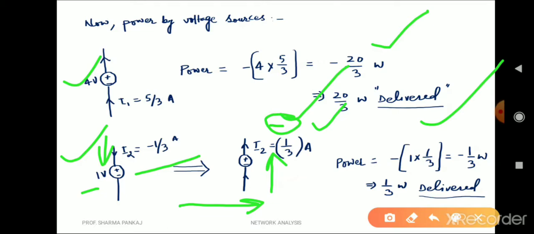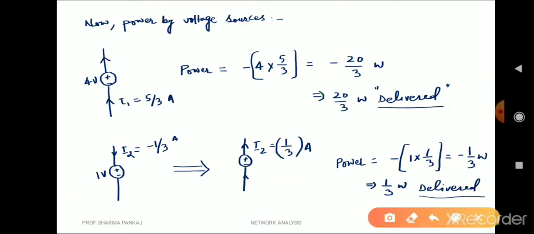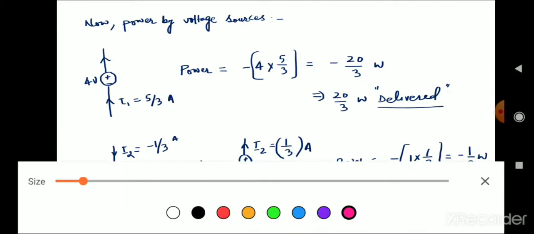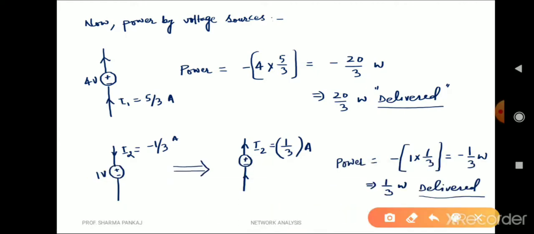Now see this, the I2 current is entering the negative terminal of the voltage source. So the power will be equal to minus of 1 into 1 by 3, that is minus 1 by 3 watt. Minus sign of power means it is being delivered. So this 1 volt voltage source is delivering power 1 by 3 watt.